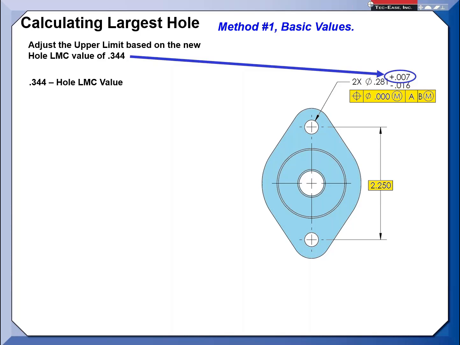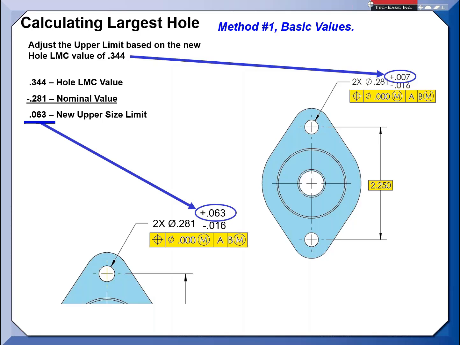Well, just a little bit of math here. Take the actual hole at LMC minus the nominal value, the 281. I said leave the 281 as is, don't mess with it. Now I can extrapolate what the plus size would be. In this case, my new upper limit size tolerance would be plus 63 thousandths. So that would be the new value, meeting that requirement: don't let the hole come out from underneath the head of the bolt, based on basic values.